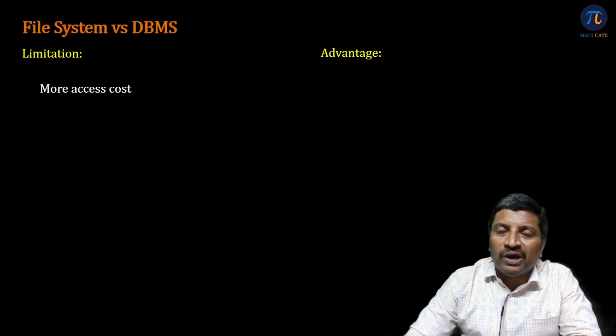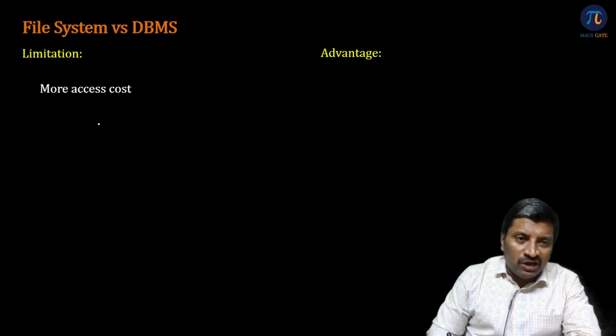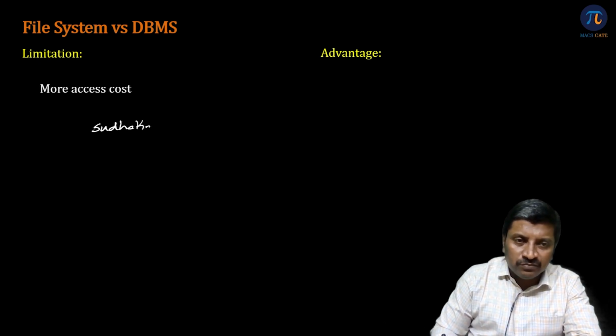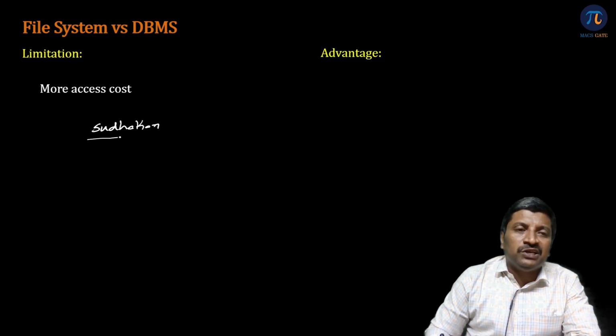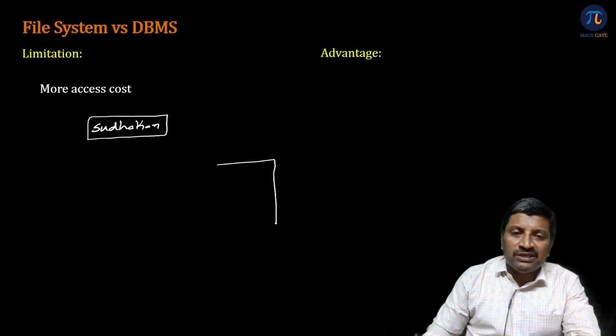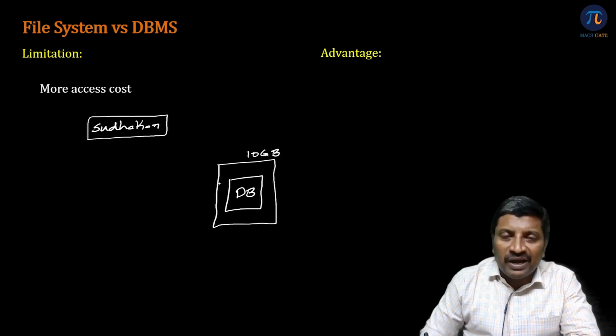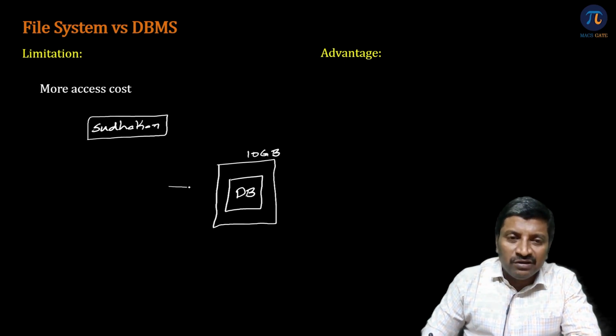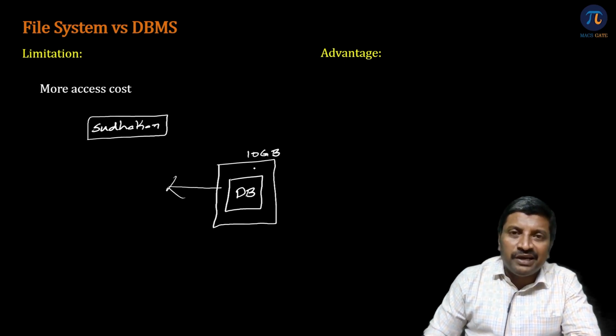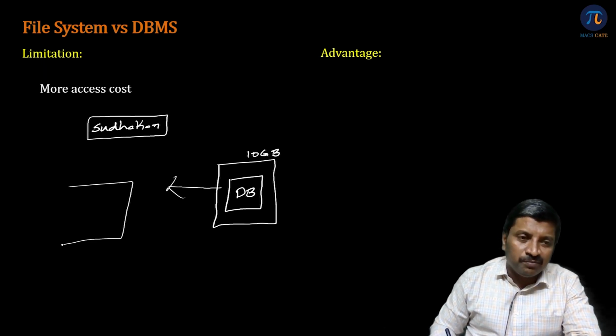The next one is more access cost. Suppose I want to access the details of a student, Sudhakar. Let us suppose we have a student database. This is our database. Let us suppose it is almost 10 GB. Now, if I want to access the details of the student Sudhakar, first of all, we need to bring the entire 10 GB data to main memory.